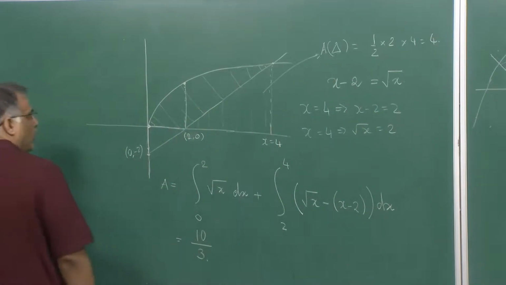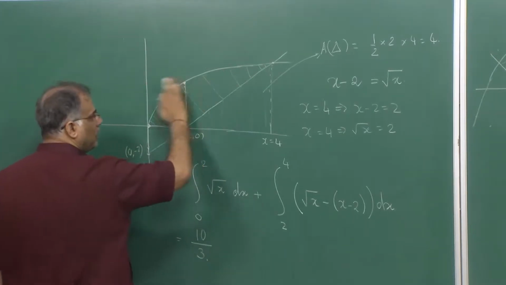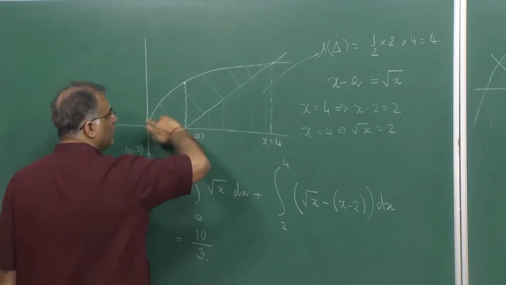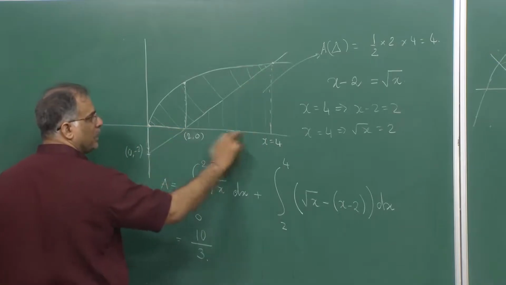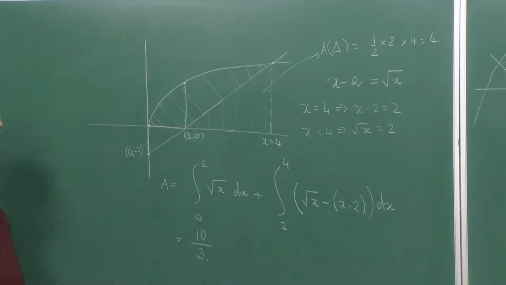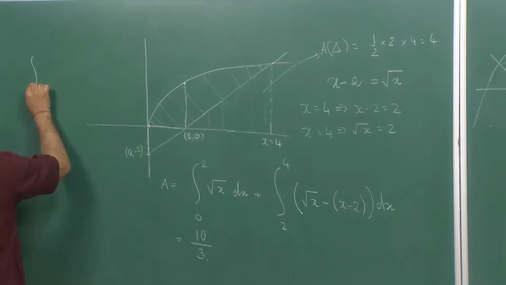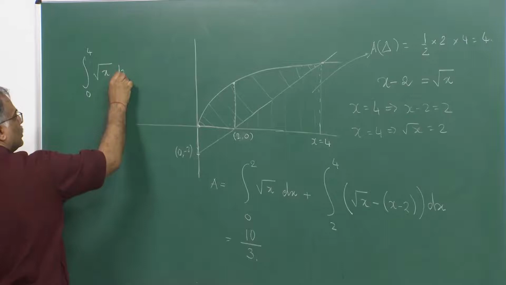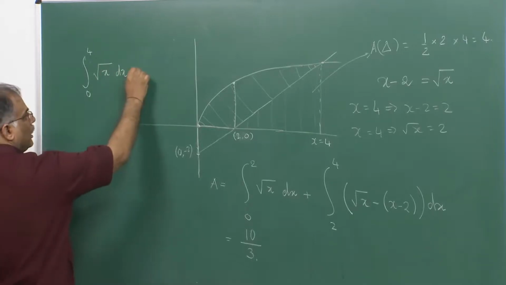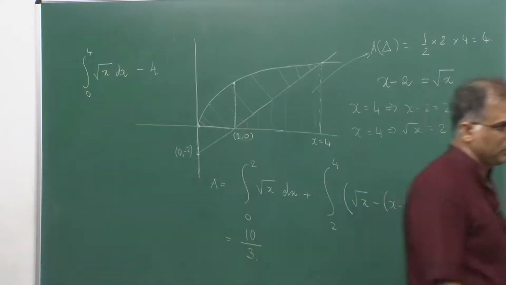Okay. To find this part of the area, I will compute the area under the curve from 0 to 4 and then subtract this triangle. I will get the same area, right. So what I will do here is 0 to 4 root x dx minus 4. So let us see whether we get the same answer.